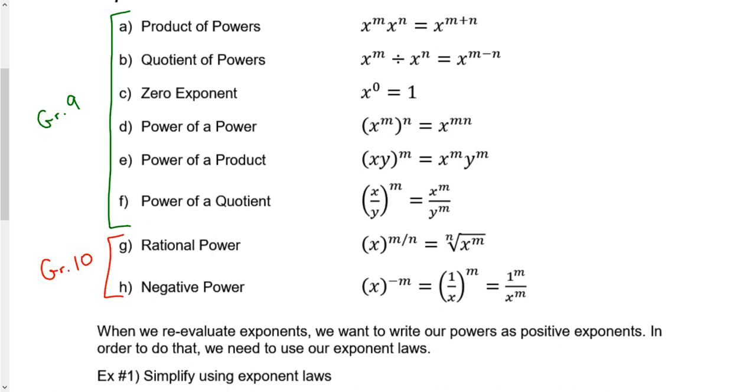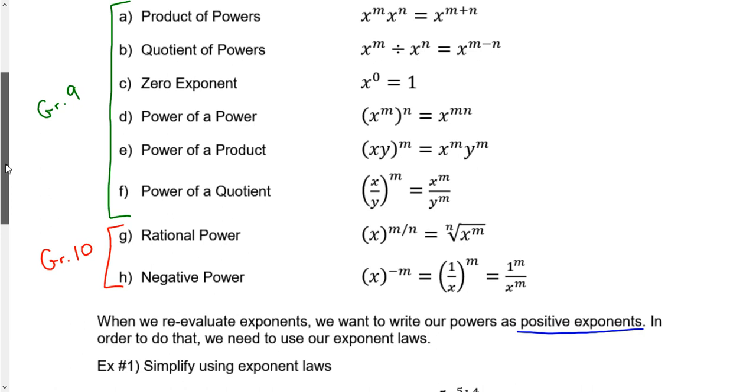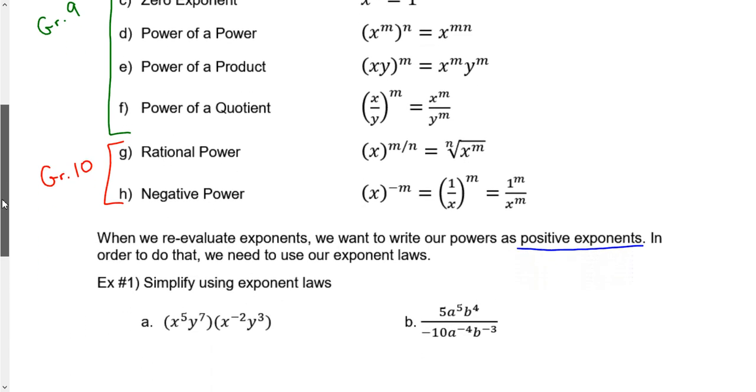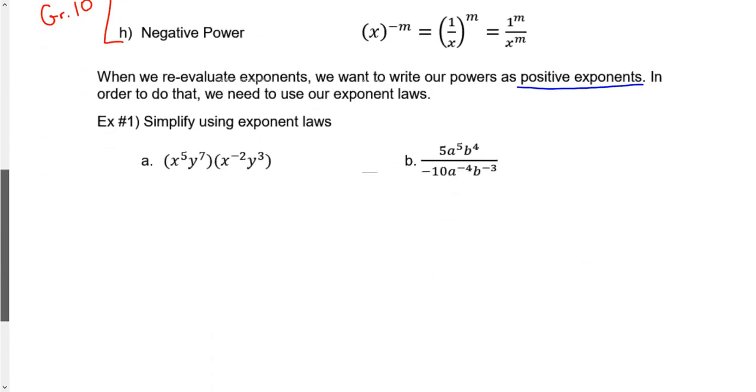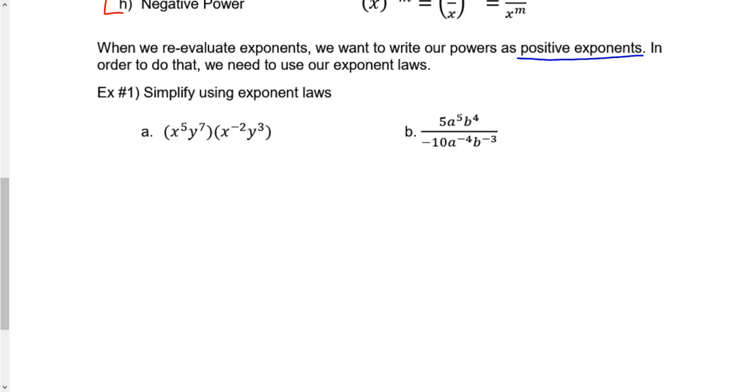So here's what we're going to do. We're going to do some exponent reevaluations and do a whole bunch of work with that. When we reevaluate exponents, the biggest thing that we want to do is always write our powers as positive exponents. That's going to come into huge effect right here, right now. In order to do that, we need to use our exponent laws. Makes sense. So let's simplify using some of our exponent laws here.